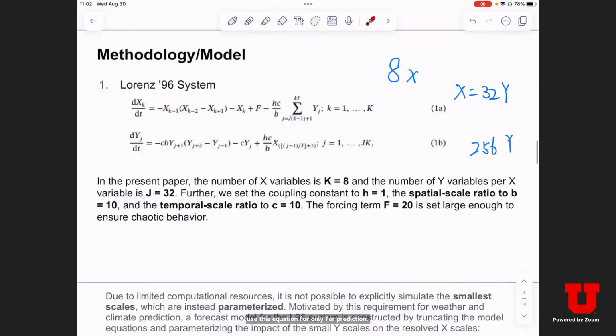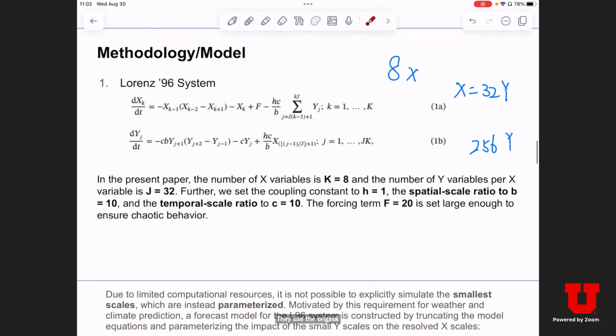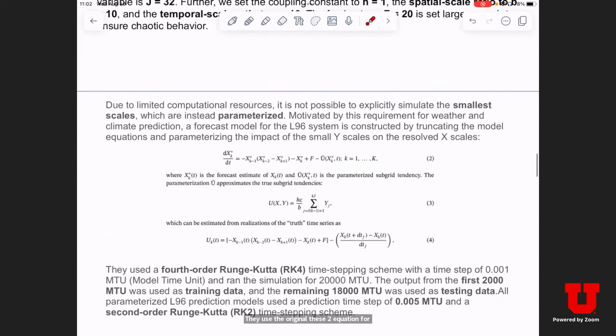They use the original two equations to get the training data, because we want to compare the prediction performance with the GANs. So for lower computational cost, they use the second order Runge-Kutta method to do the predictions.